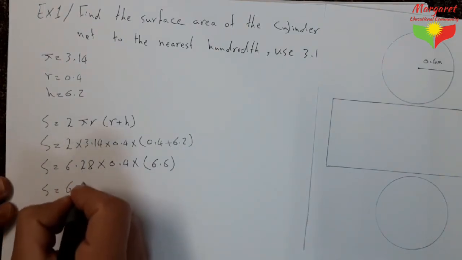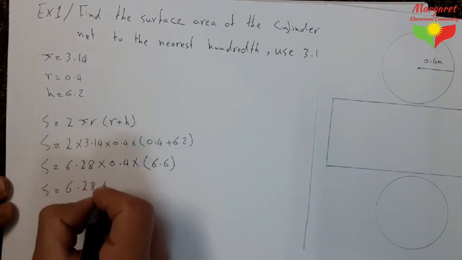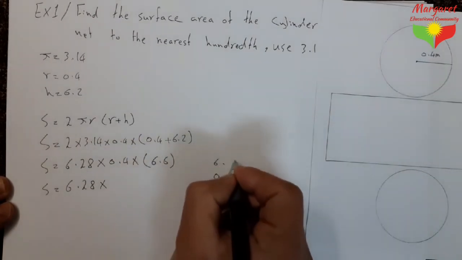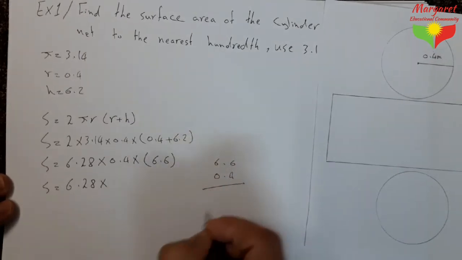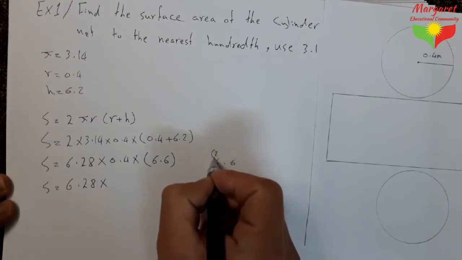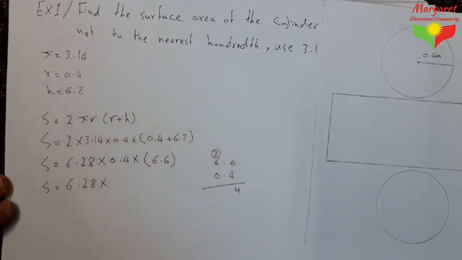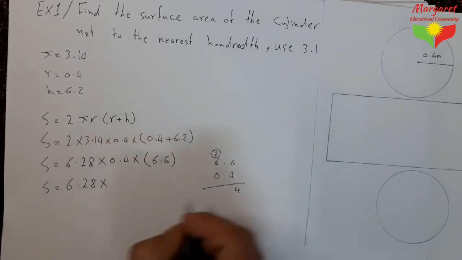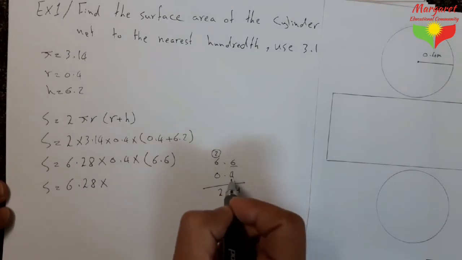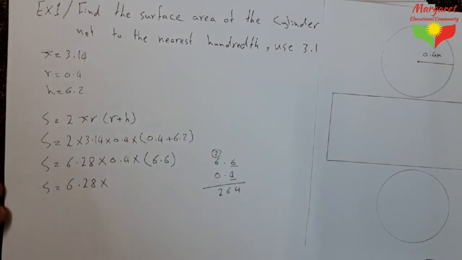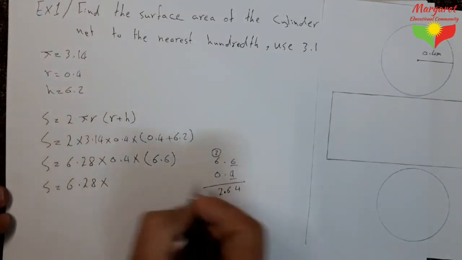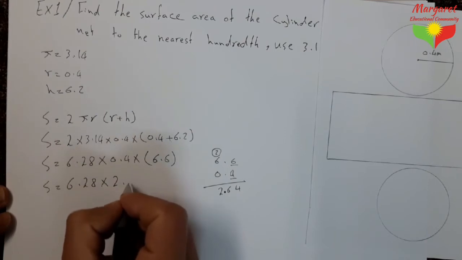6.28 times 0.4 times 6.6. 4 times 6 equal to 24. Write 4 and put 2 up to here. 4 times 6 equal to 24. Plus 2 equal to 26. We have 2 digits after decimal point. So put decimal point after 2 digits. So equal to 2.64.